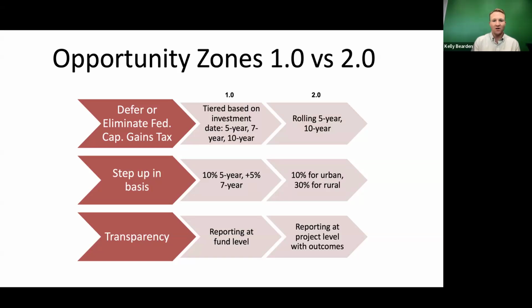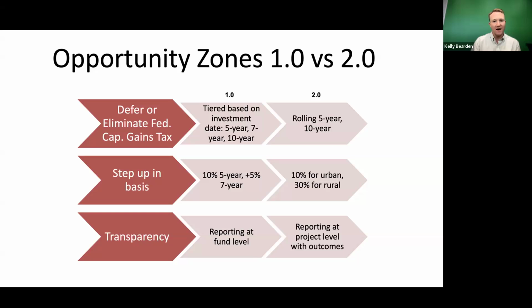And that was based on a tier system with specific investment dates. There was a 5-year, a 7-year, or a 10-year period. With 2.0, rather than meeting specific dates, it's a rolling 5-year period. So that 5 years begins from the date of investment, and that 10 years begins from that date of investment. It's rolling, it's ongoing. The step up in basis is similar, but somewhat different.